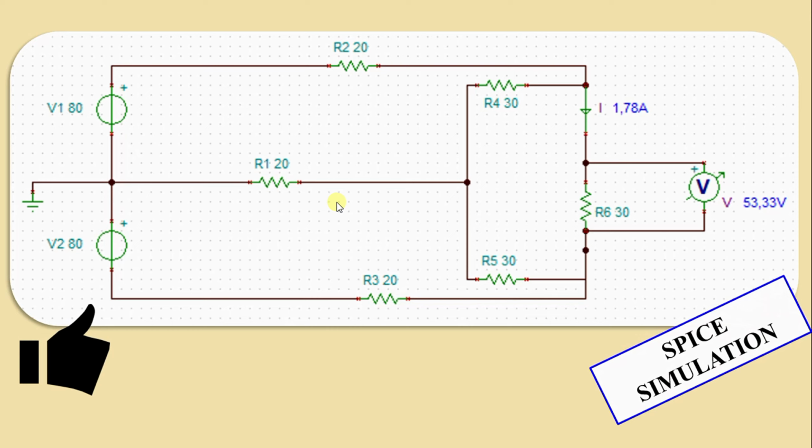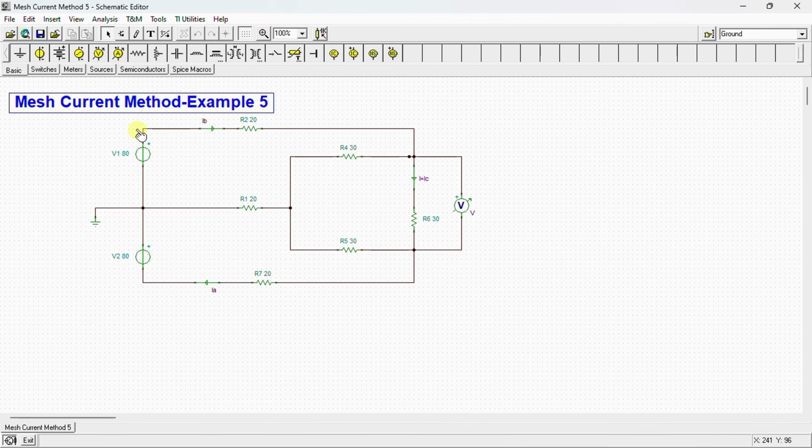Let's go together to the SPICE simulator environment in order to check our calculation. Here is the circuit done by the SPICE simulator. We see here V1 80 volt, V2 80 volt, and we have R2 20, R1 20, and R3 20, R4 30 ohms, R5 30 ohms, and R6 30 ohms, and we connect here a voltmeter to measure the voltage by the resistor R6.